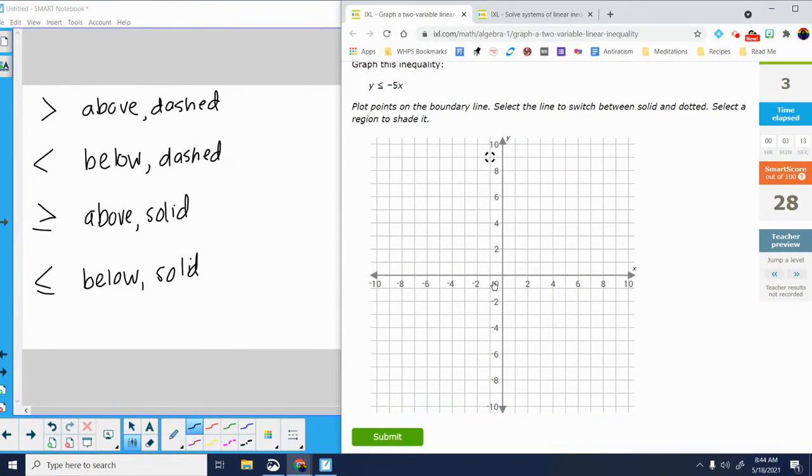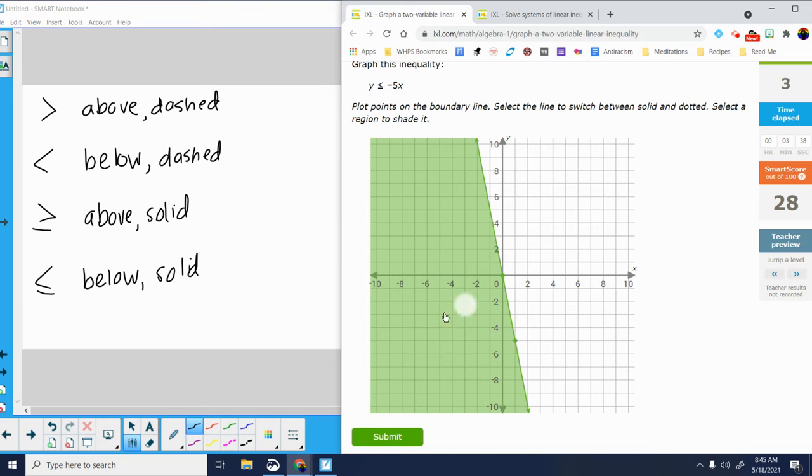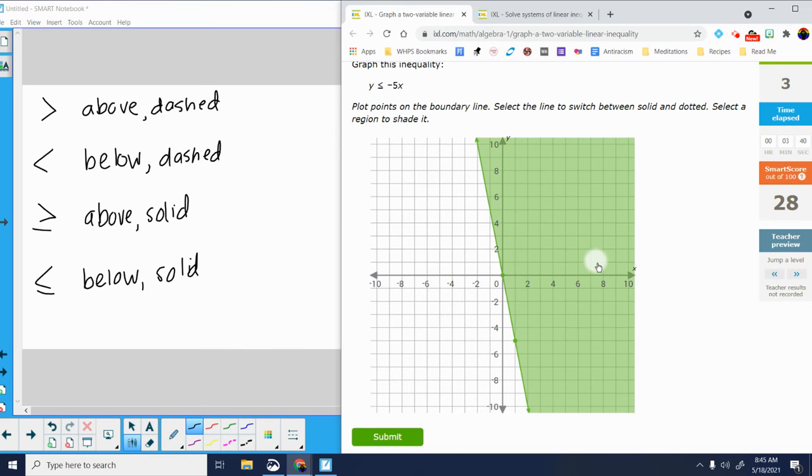All right, this one has a slope of -5 and again a y-intercept of 0. So I'm going to start at 0 and go down 5 over 1. The symbol is less than or equal to, so it should be below and solid. So I'm going to keep it solid and I'm going to shade below, which is where the ground would be if I was making like a picture. The ground would be here because this would be like the sky.